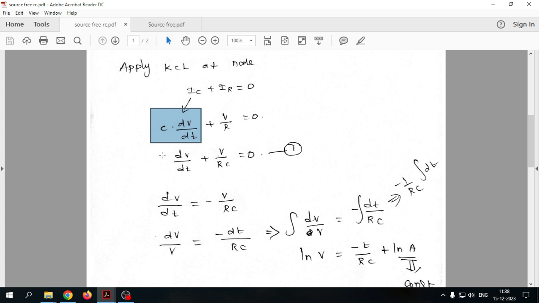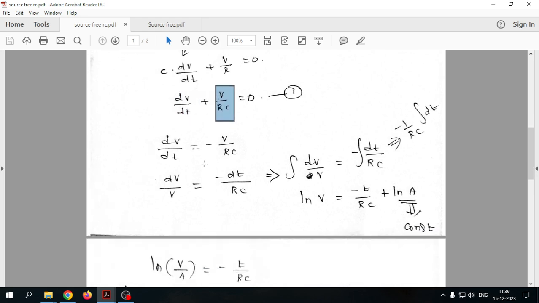And still if you do further mathematical analysis, we take C common, so C comes in the denominator side. Okay, it is mathematics. If you take C outside, then C must be here, so keep this dV by dt here and bring this to the right side. This will be minus V by RC.